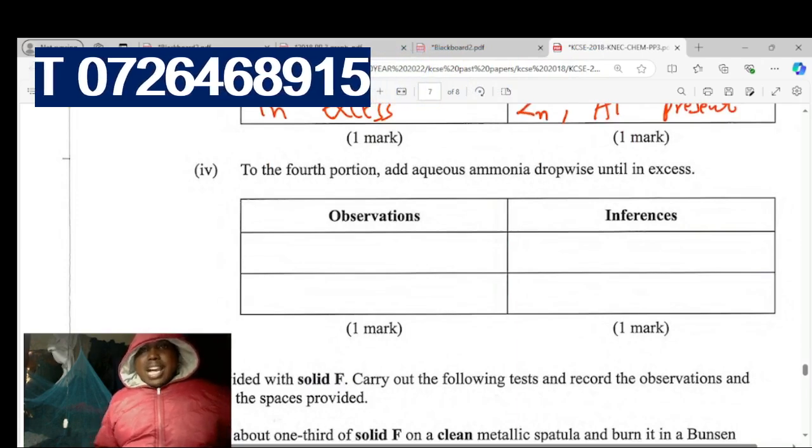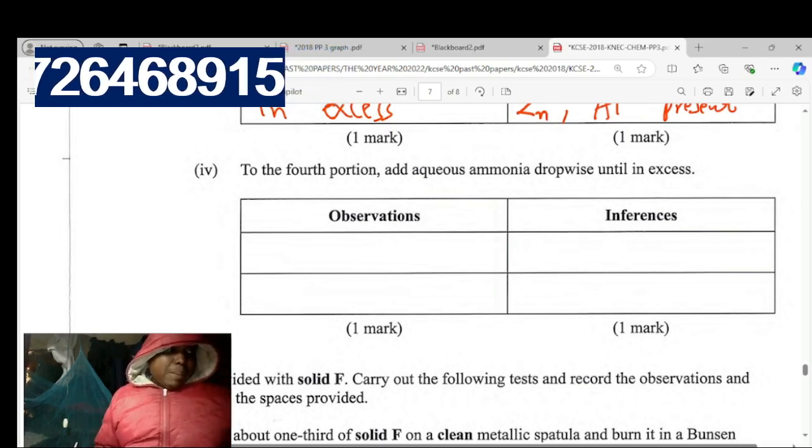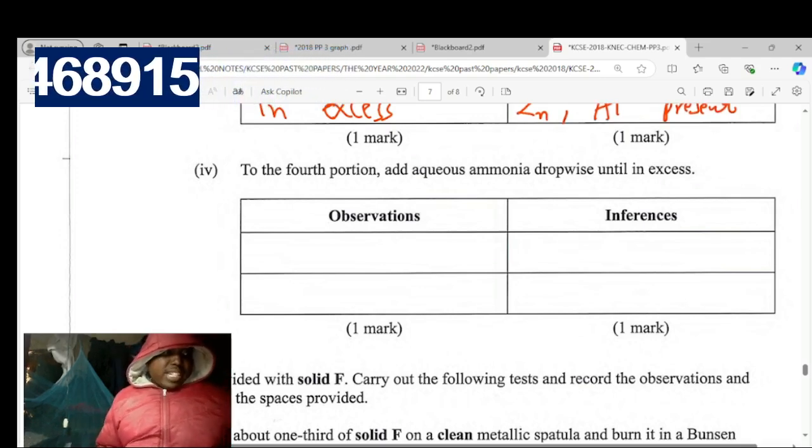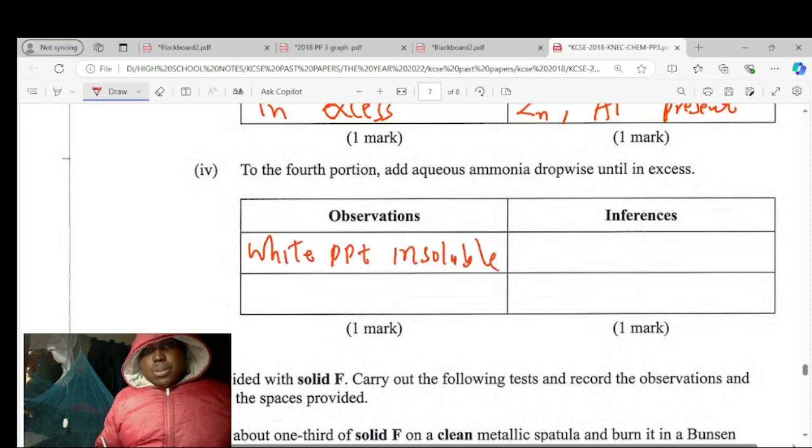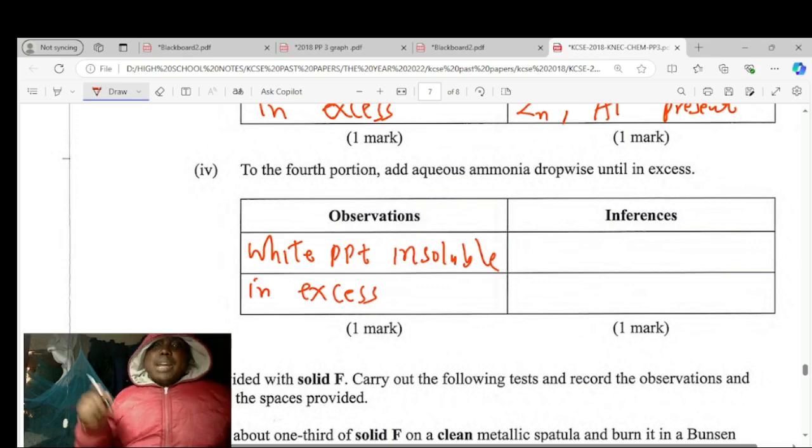To the fourth portion, add aqueous ammonia droplets until in excess. Then what happened? White precipitate is formed insoluble in excess. So white PPT, insoluble, which does not dissolve in excess. So if it is insoluble in excess, then it means zinc is absent, because zinc, when you add ammonia solution, dissolves to form a colorless solution. Now it means zinc is absent, and if zinc is absent, then what is present is aluminium. So aluminium 3 positive present.